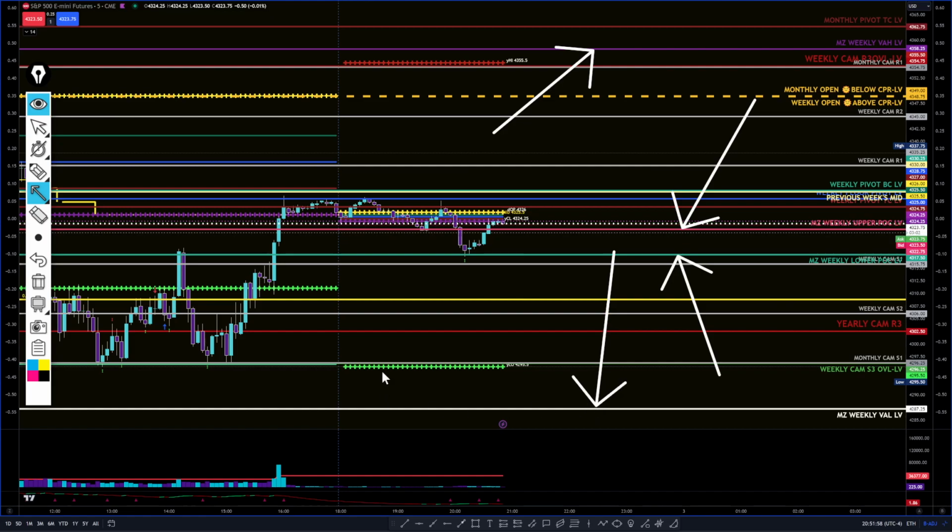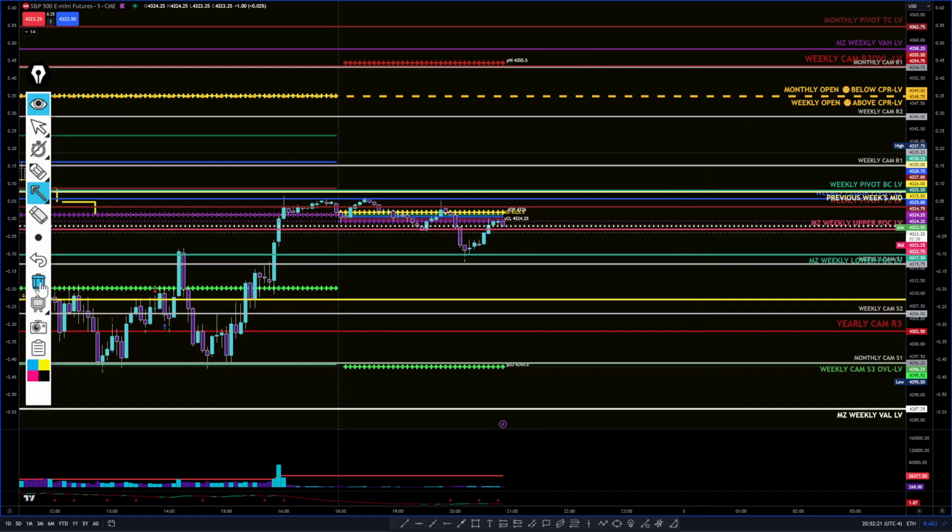So we're trying to get out. If we're moving lower, we're trying to get out of last week's value area. We're still within last week's value area, and we need to break lower here. We need to break at least 42.87.25 to get out of last week's value area. So that could be a target for me in tomorrow's trading day.